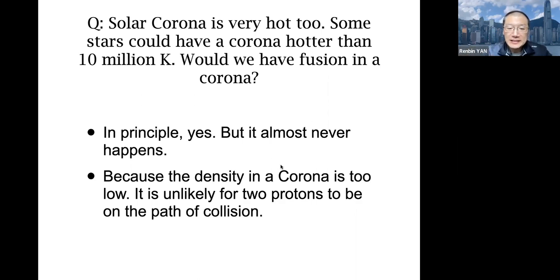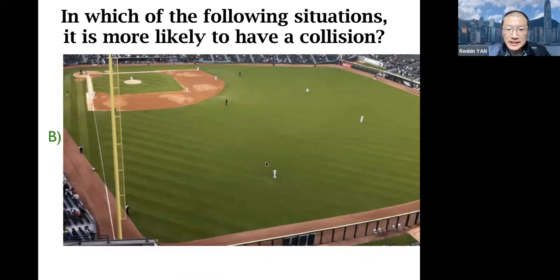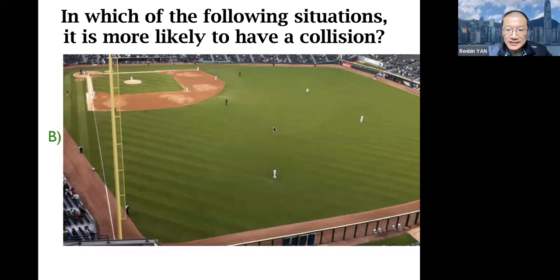So you really need the density to be high enough for them to have a collision. Remember this thing we talked about at the very beginning of this class: in which of the following situations is a collision more likely, in a crowd or in a baseball field? If these people are running around in random directions, then it's very easy for them to collide in a crowd because the density is high. But here the density is too low. They almost never collide, even if they run randomly.